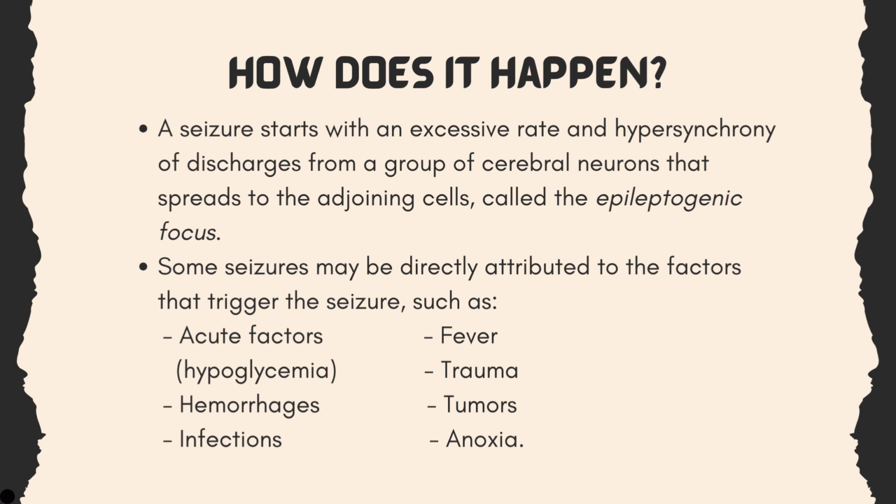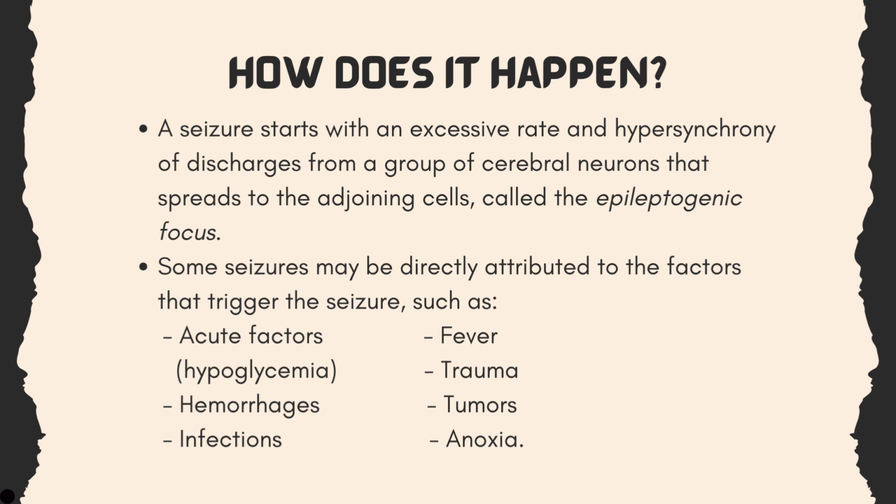So, how does it happen? A seizure starts with an excessive rate and hypersynchrony of discharges from a group of cerebral neurons that spreads to the adjoining cells, called the epileptogenic focus.